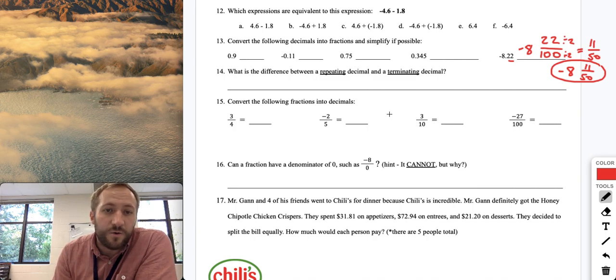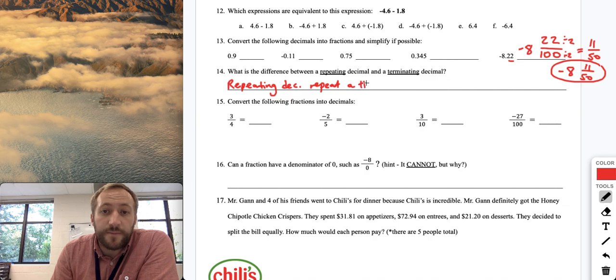Let's look at the next one. What is the difference between a repeating decimal and a terminating decimal? A repeating decimal, I'm going to abbreviate a little bit just for space, okay? Repeating decimals repeat, of course, a number or pattern of numbers forever. They never stop.